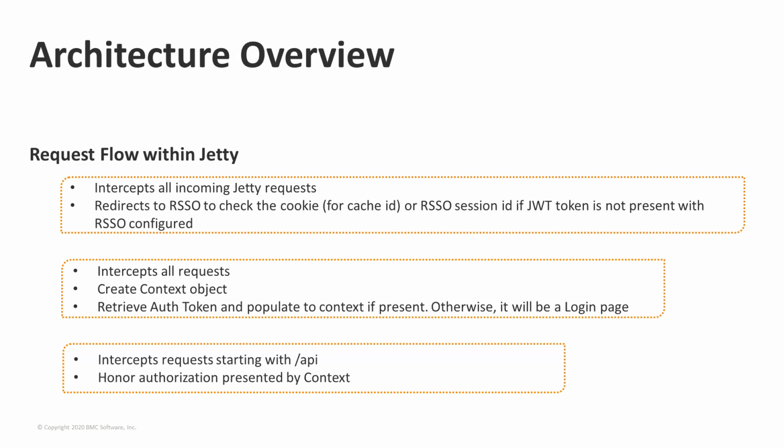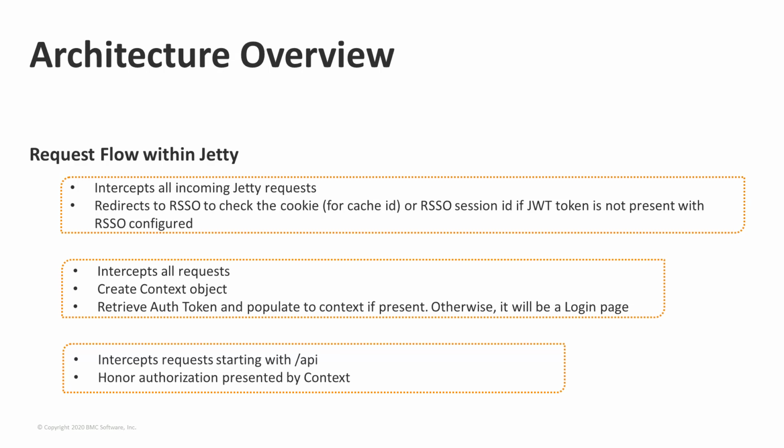Now, there is another component that also intercepts all the requests, which will retrieve the authenticated information like the authenticated token and other information. It will populate that and load the context object, and then send this context object for further processing. At this layer, if there is no authentication token available, then it sends that request back to the login page to get the user or the request authenticated and then continue the processing.